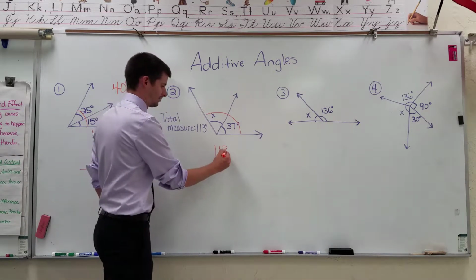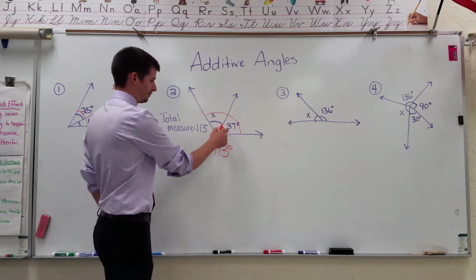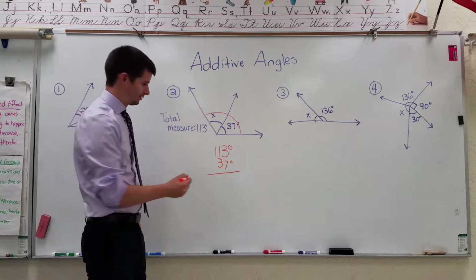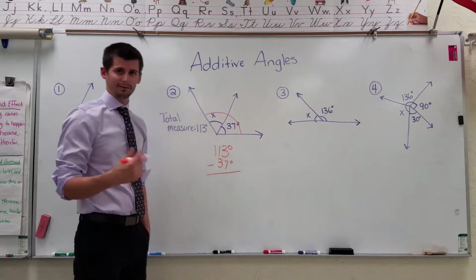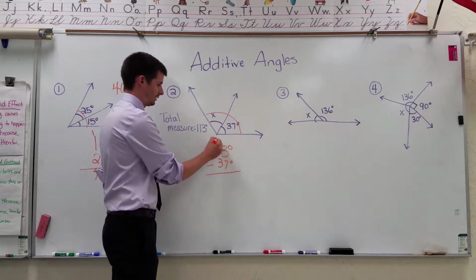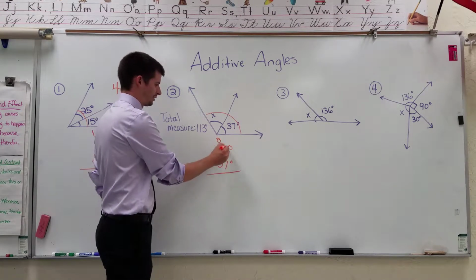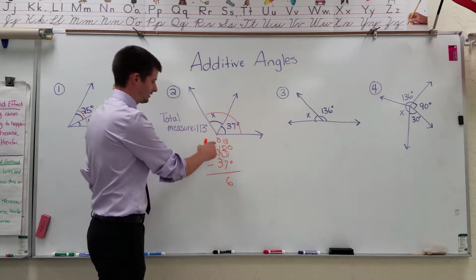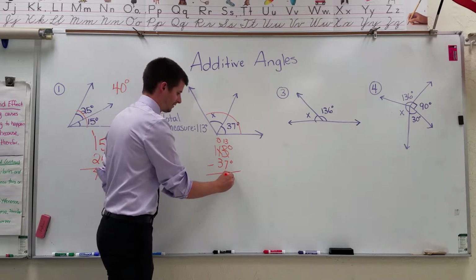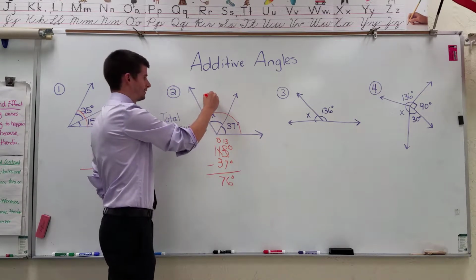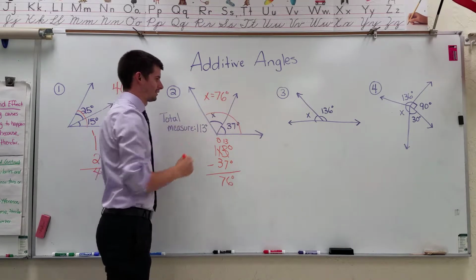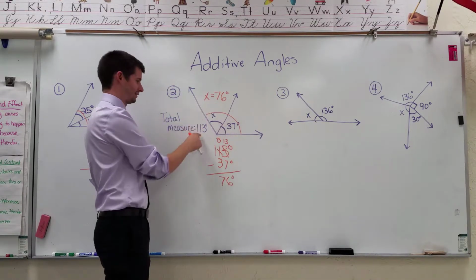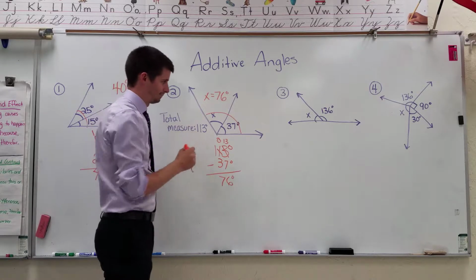So I know the total is 113. I have a part that's 37 degrees. And now I just need to subtract. 3 minus 7, can't do that, so I need to regroup. That 1 becomes 0, bring over a 10, so it becomes 13. 13 minus 7 is 6, and then I have 10 minus 3, 76. So this x here would be 76 degrees. I can also check my work. I do 37 plus 76, and I should get the 113.